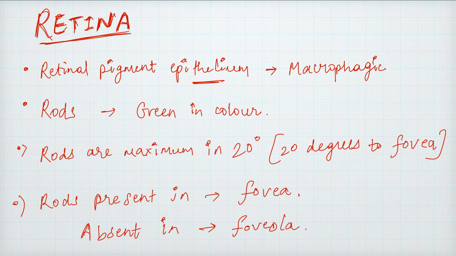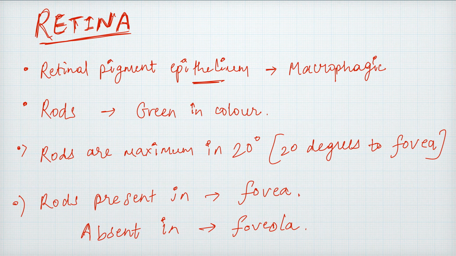So starting with the retinal pigment epithelium, it is composed of macrophages. It is macrophagic in nature. This is a very important question. Now rods. Rods are green in color. These colors are asked, that rods are green in color. This is a very important question.